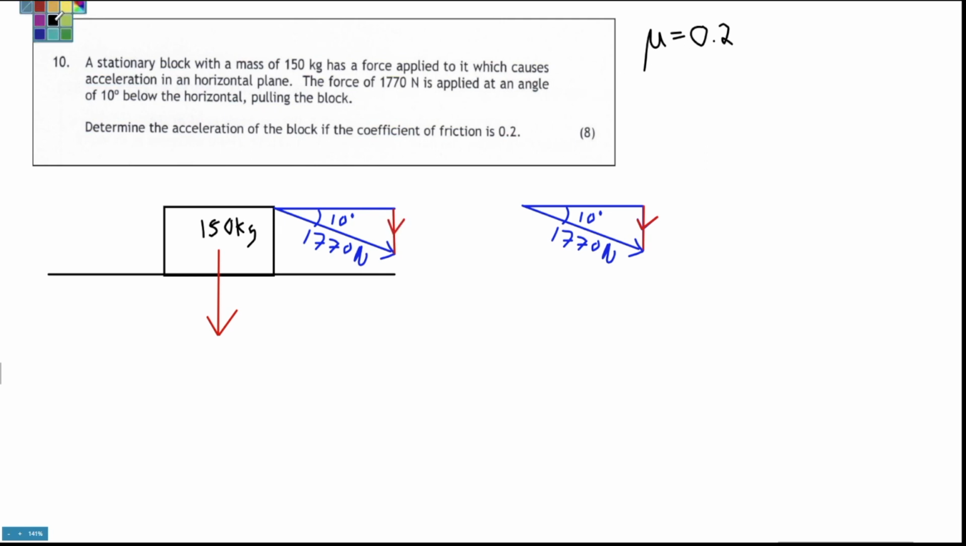So let's break this down into its two respective horizontal and vertical forces. Let's call the horizontal X because the X direction is horizontal. Let's call the vertical Y because that's vertical, right? So let's solve for X, and then later we're going to solve for Y. It's going to be basically the same thing. We're going to use SOH CAH TOA to solve for this.